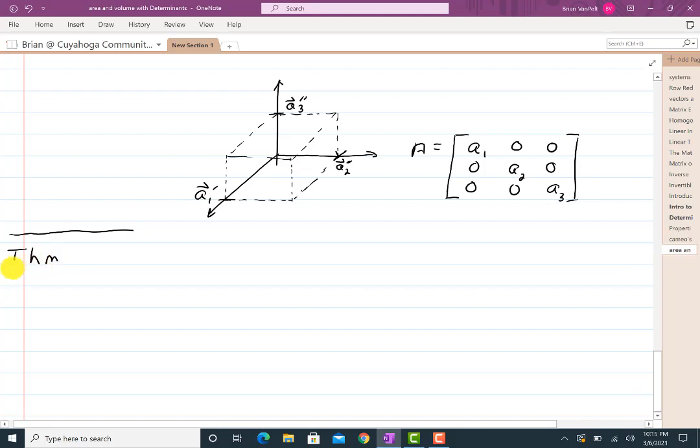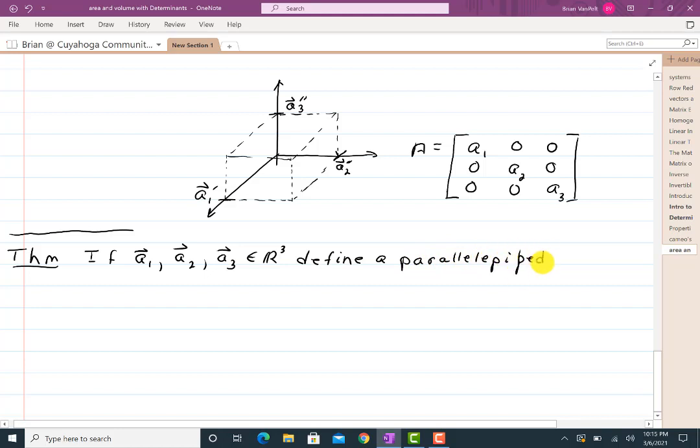Here's a theorem. If the vectors A1, A2, and A3 are all in R3, let's say they define a parallelepiped, then the absolute value of the determinant of A1, A2, A3, I don't know why I put commas between them, we don't usually put them there when there's a matrix.